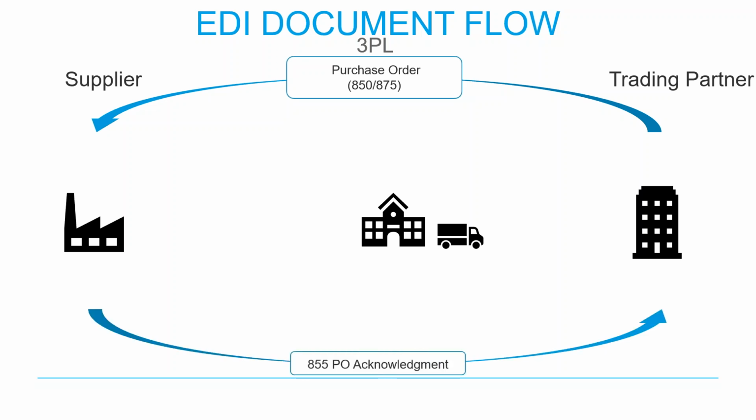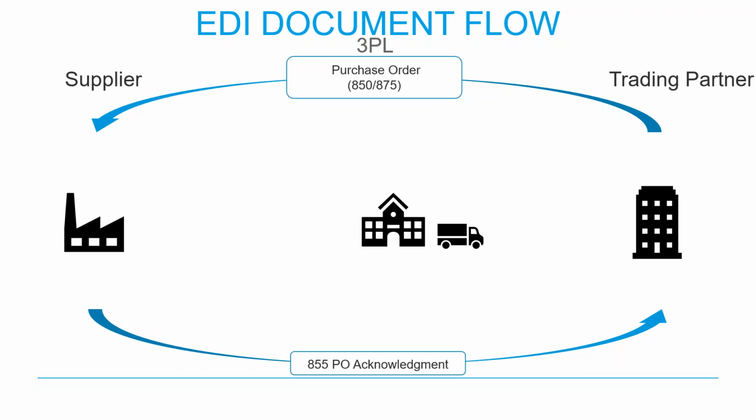In response, the supplier sends the PO acknowledgement 855 to acknowledge receipt and acceptance of the PO. Sometimes the PO includes acceptance information at the line level, depending on the trading partner requirements. And again, the 855 can be sent automatically on receipt of a PO.